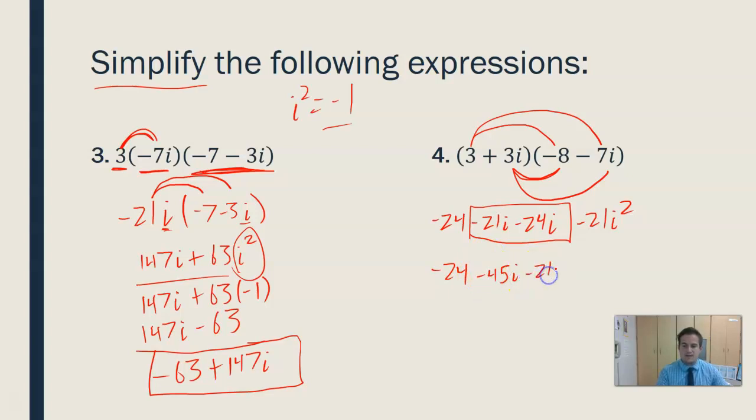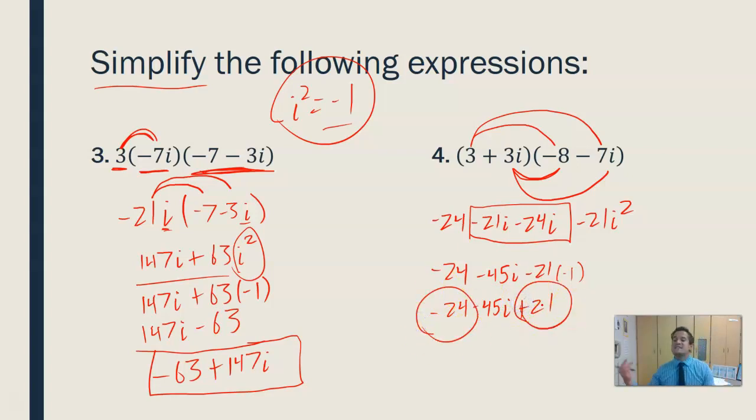And I have this negative 21i squared. But remember, i squared is equal to negative 1. So this is really negative 21 times negative 1. Okay, so that's negative 24 minus 45i plus 21. Well, now these two can be combined together because they're like terms. Negative 24 plus 21 is negative 3. So my final answer is negative 3 minus 45i.